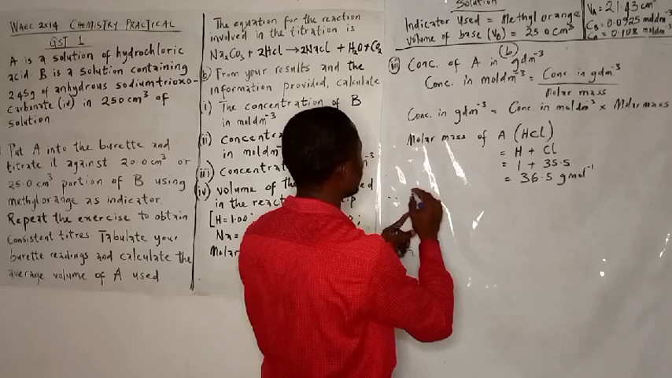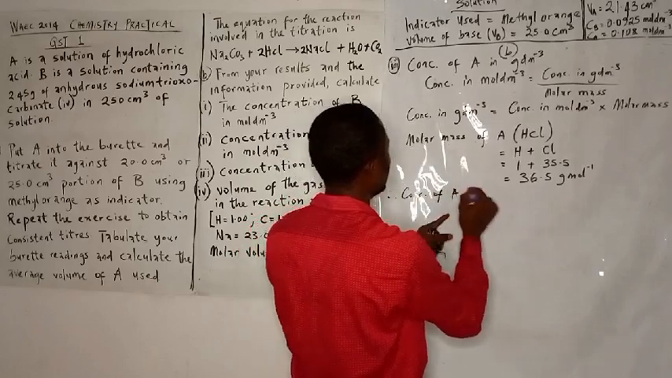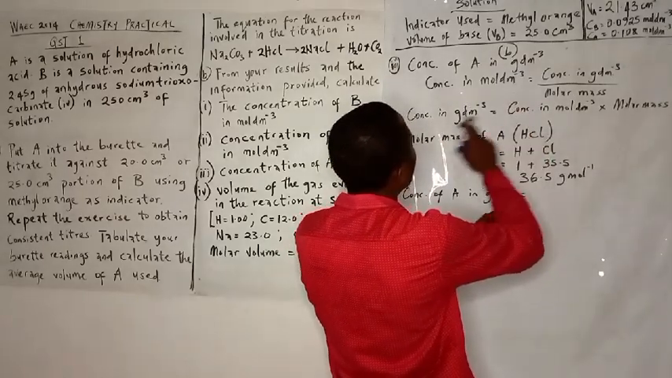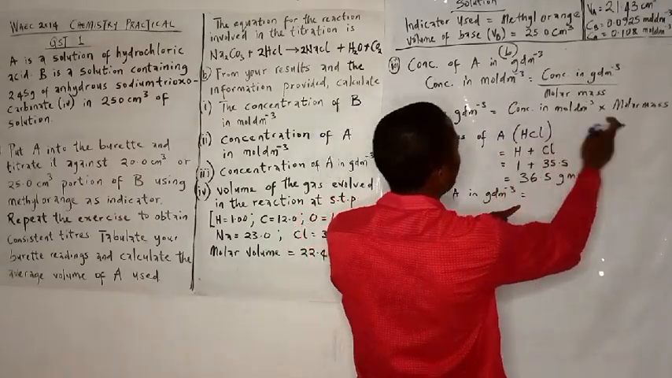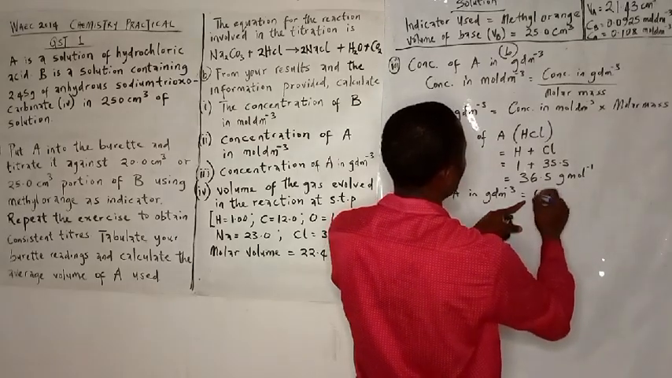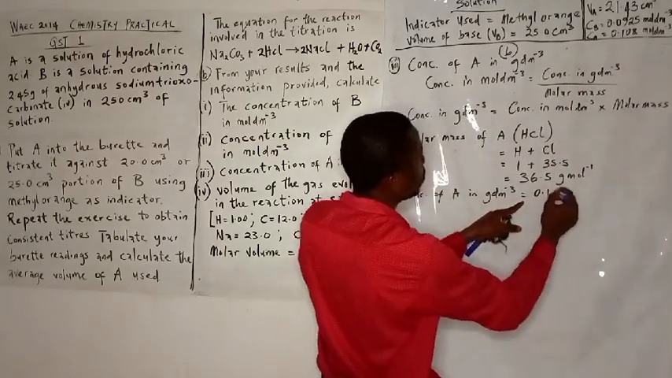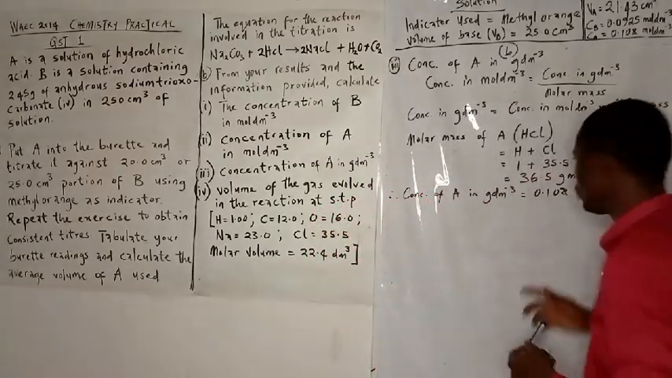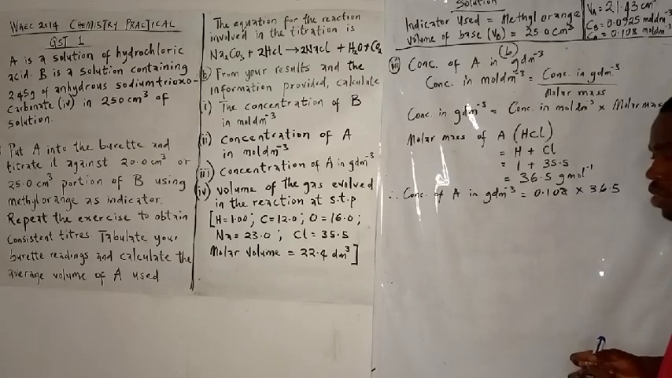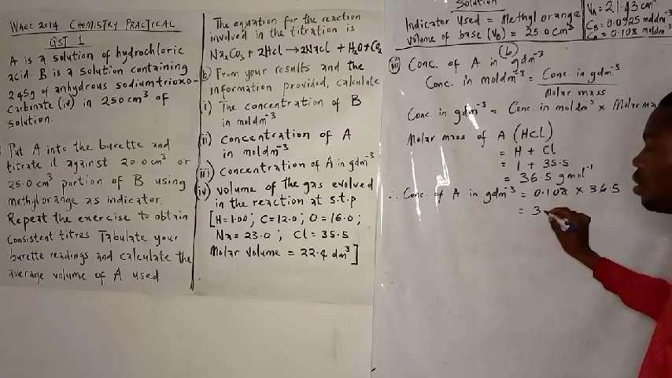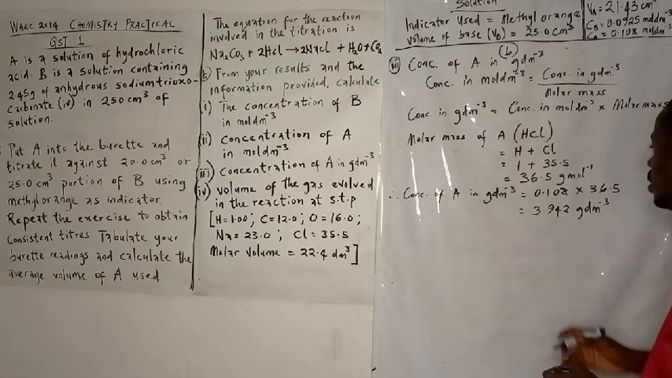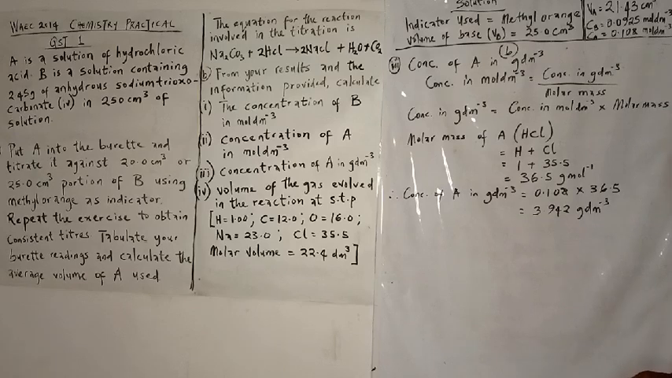We'll say therefore the concentration of A in grams per dm cube is equal to, we will now use this formula, concentration in grams per dm cube is equal to concentration in mole per dm cube times molar mass. Concentration in mole per dm cube we have gotten already to be 0.108 times 36.5. So when we do this, it will give us 3.942 grams per dm cube. So this will be the answer for the concentration of A in grams per dm cube.